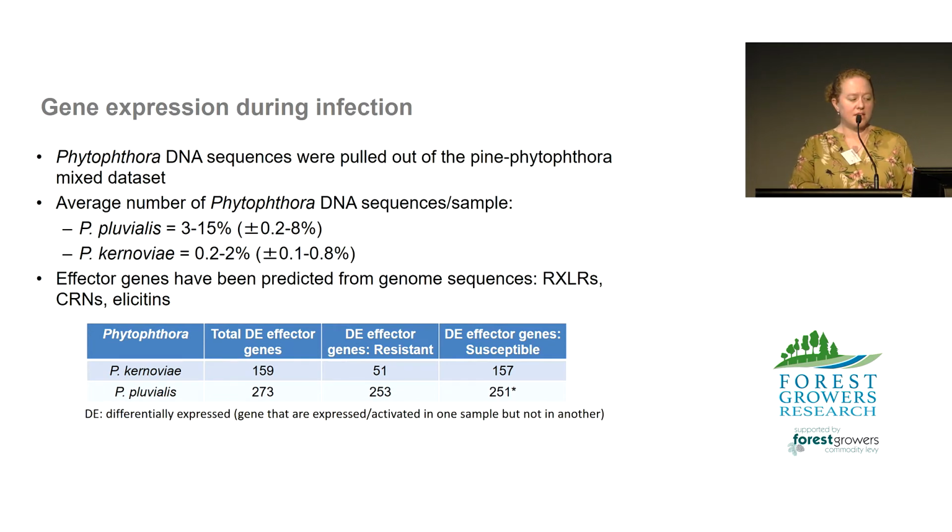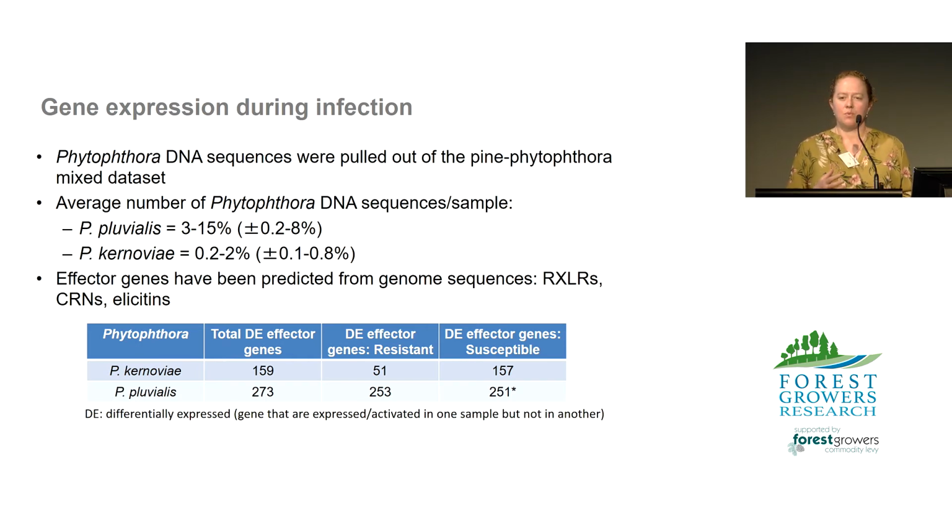So if we think about the gene expression for those particular samples, what we had was a mixture of the pine DNA and the Phytophthora DNA all mixed up together in a big data set. So we had to pull the Phytophthora DNA out of that data set away from the pine DNA, and that was all done bioinformatically using some pretty cool computer programs.